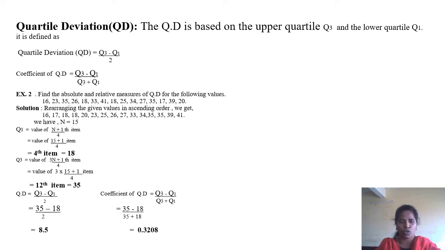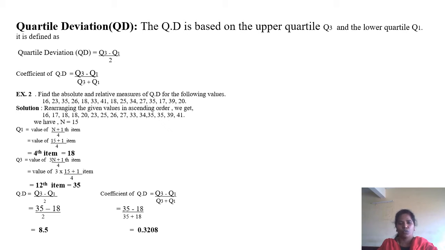Just go through rearranging the given values in ascending order. Okay, we get these values: 16, 17, 18, 18, 20, 23, 25, 26, 27, 33, 34, 35, again 35, 39 and the last one 41. These are the values rearranged in ascending order.